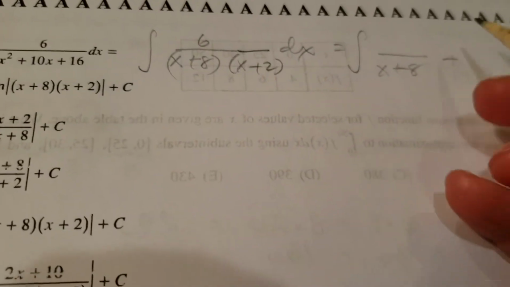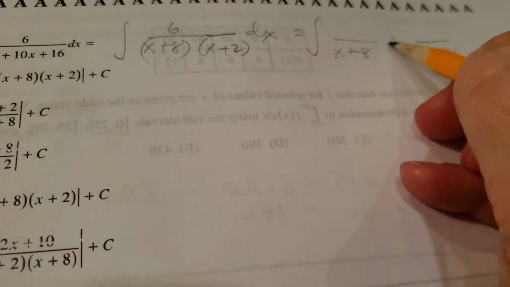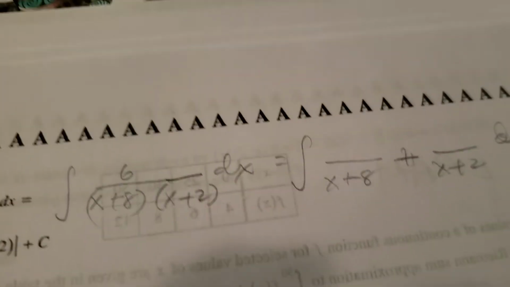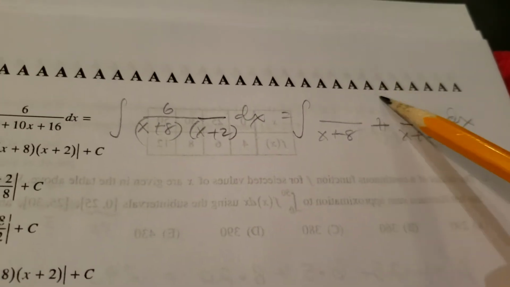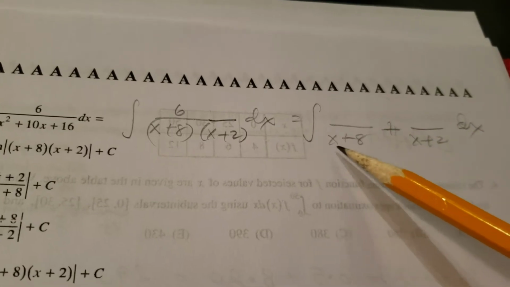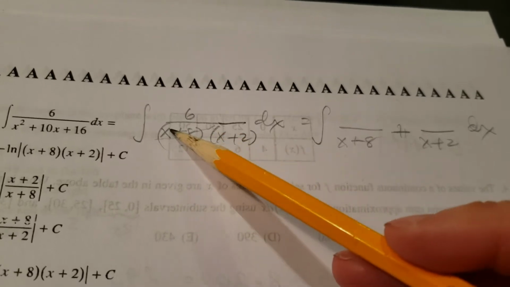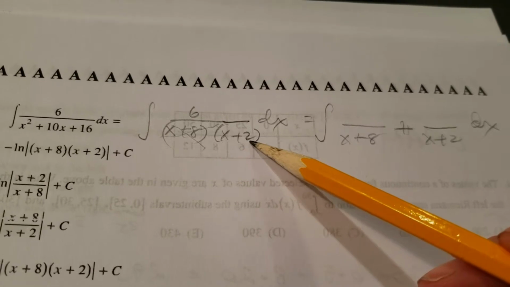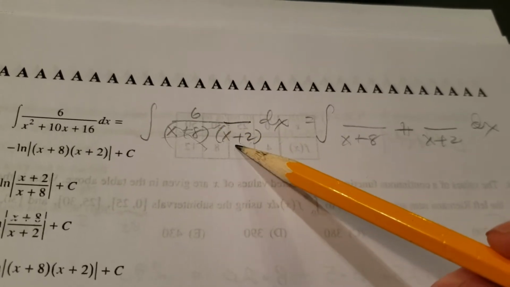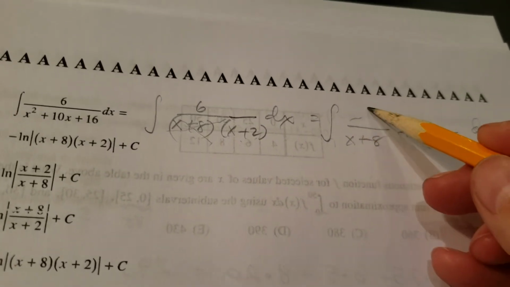Sorry, this keeps getting out of focus. X plus 2. This is a plus. I don't know if it's going to be a plus. We have to see. All right. So let's remember how we get the A and the B. Okay. So the root of this is negative 8. So negative 8, we cover this up and we plug in negative 8 into the remainder. So negative 8 plus 2, that's negative 6. 6 divided by negative 6 is negative 1. So that's what goes up here.